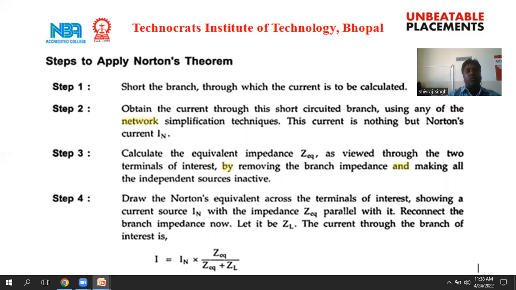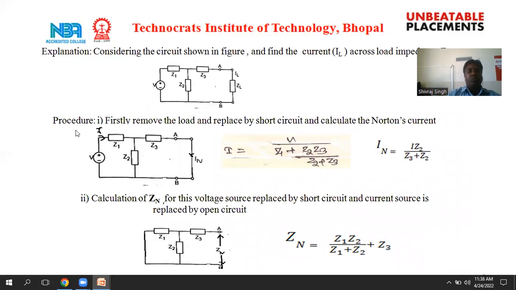So here, same example. Suppose that, consider this circuit. Here voltage source, Z1, Z2, Z3, and this is the load. Here we can find out the response across this load terminal. That means we can find out the load current. So here, firstly remove this load terminal ZL and replace it by a short circuit. And here we can measure the Norton's equivalent current. In this circuit, firstly we can solve by any method, by using current division rule or loop analysis method or node analysis method.